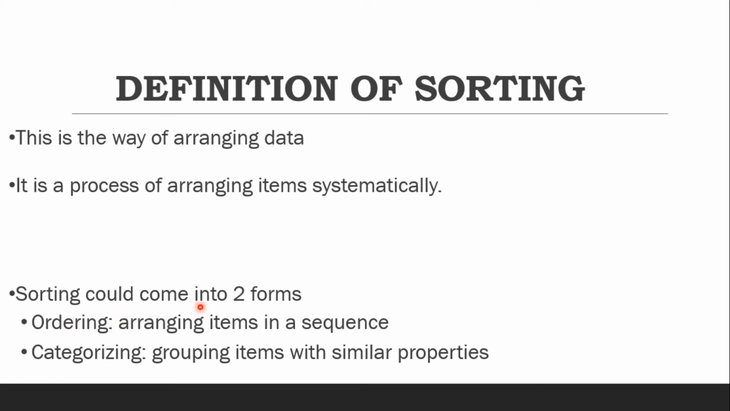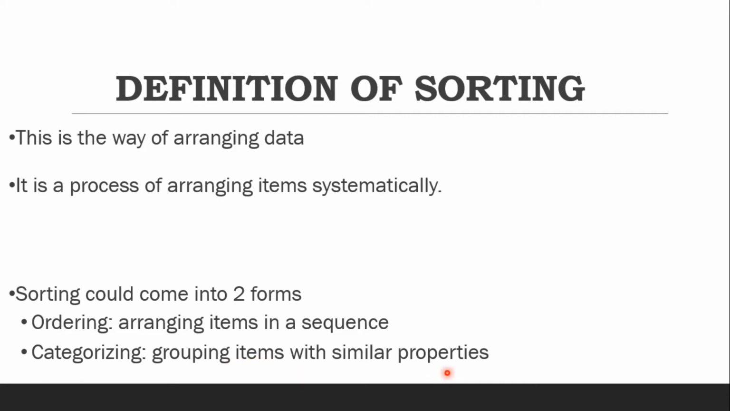Sorting could come in two forms. We have the ordering form and we have the categorizing form. The ordering form involves arranging items in a sequence. We are going to talk about that, like in a sequence. You want it to start from the beginning to the end, or the end to the beginning. That's ordering form. And categorizing form is when you group items with similar properties.